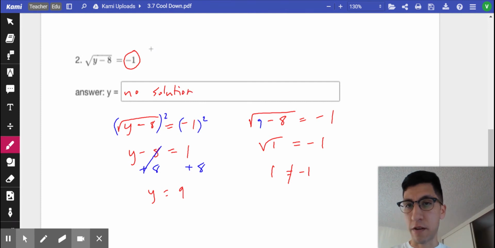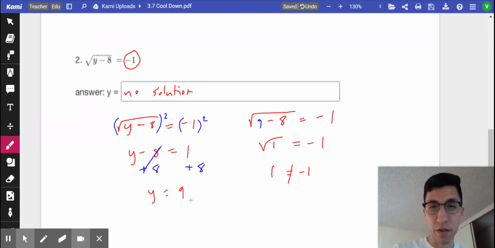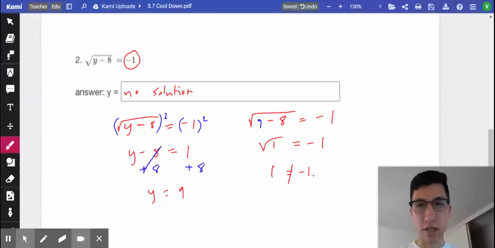Okay, but if you forget that, when you're solving a radical equation, just make sure you check your solution, plug it back in, and if it doesn't make a true statement, then there's no solution.